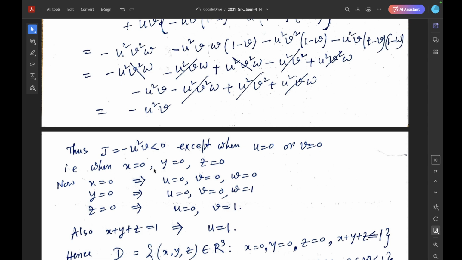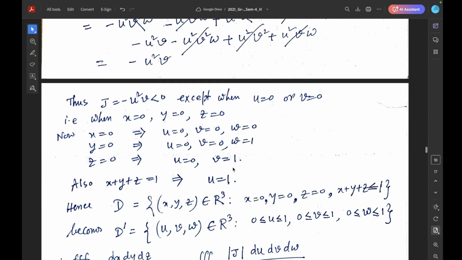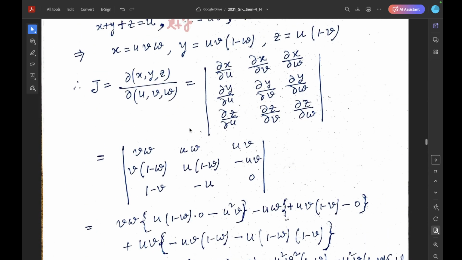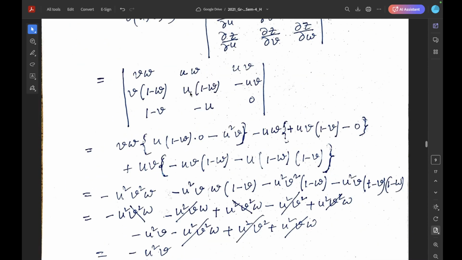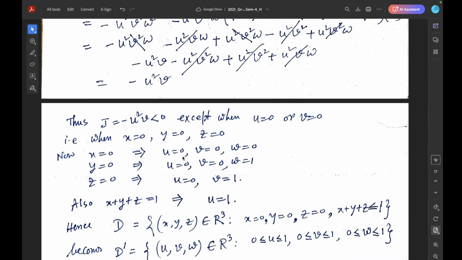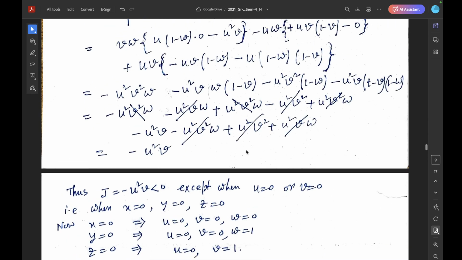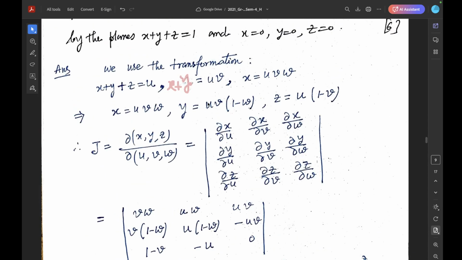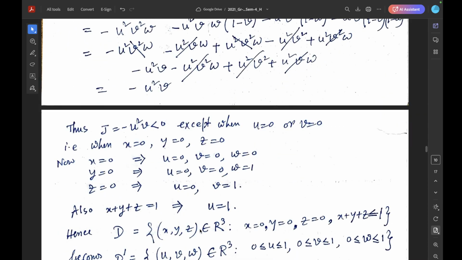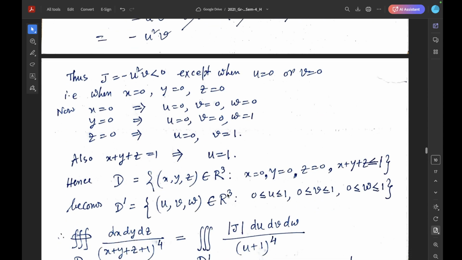That is, when x equal to 0, y equal to 0, z equal to 0. Now x equal to 0 means uvw equal to 0, so u equal to 0, v equal to 0, w equal to 0. y equal to 0 means uv(1 minus w) equal to 0. So here u equal to 0, v equal to 0, w equal to 1, and z equal to 0 means w equal to 0, v equal to 1. Also x plus y plus z equal to 1 means u equal to 1.